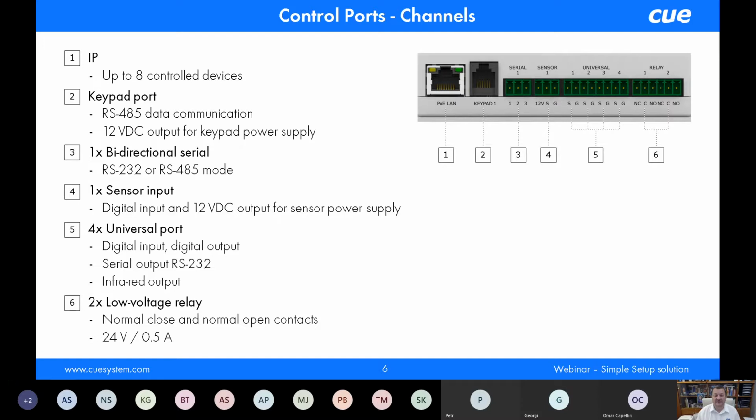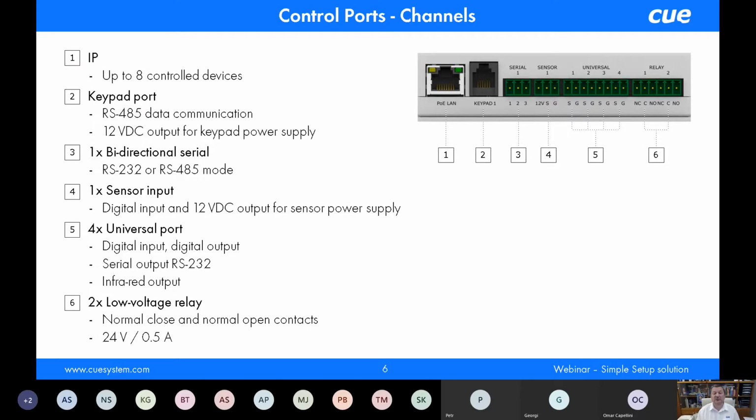Next, the other 4 universal ports are more flexible, so you can use them as digital inputs or outputs. You can use them as serial ports, but just one way, sending commands out to the control device. And you can use them as infrared outputs, so you can connect an infrared transmitting diode to these ports. These transmitters can control traditional consumer equipment instead of using an infrared remote control.